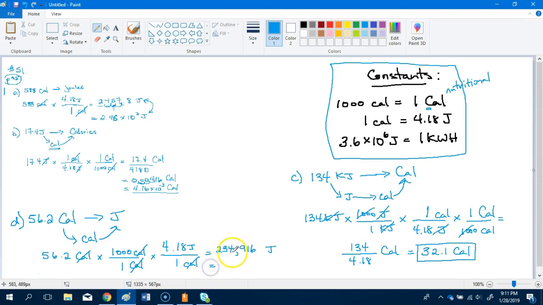Again, to get 3 significant digits, there's 1, 2, 3, and the 9 rounds this up to a 5. So I'll get 2.35 times 10 to the power of 1, 2, 3, 4, 5 to get my decimal in the right place, joules. Both these answers are correct, just this one is done to the right number of significant digits. Again, on the test, as long as you are able to identify the answer, you will do fine.